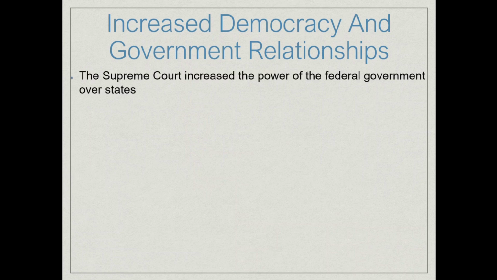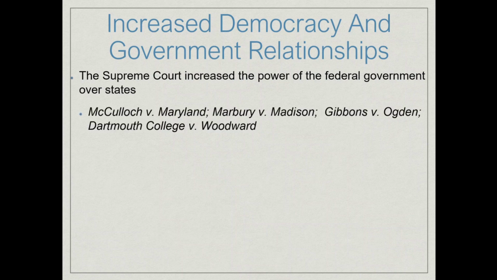We're going to have an increase in democracy and changes in governmental relationships. The Supreme Court is going to increase the power of the federal government over states. This is the Marshall Court. We get Marbury v. Madison, which gives the idea of judicial review. McCulloch v. Maryland was the one under John Marshall that said that the national bank was constitutional. We have Gibbons v. Ogden, which allowed the national government to have control over interstate commerce. Dartmouth College v. Woodward says a state cannot get rid of a private institution. A contract is a contract, even if the contract was made with the King of England.